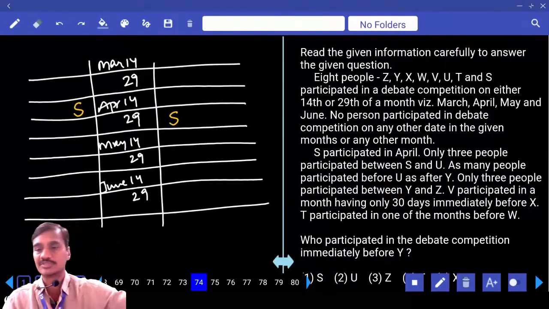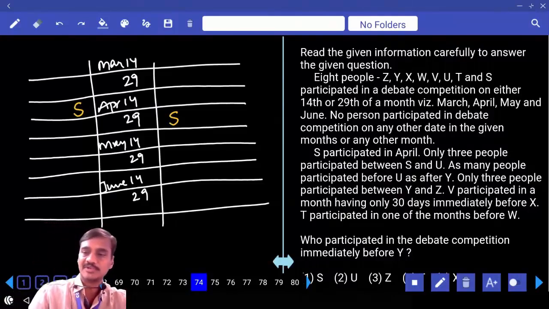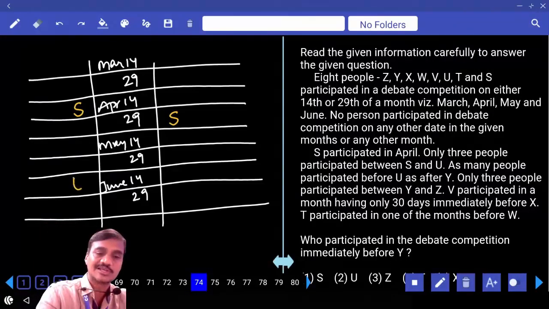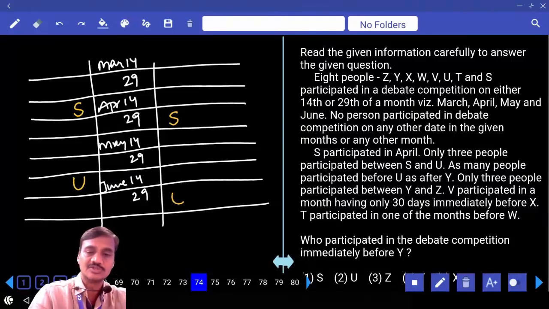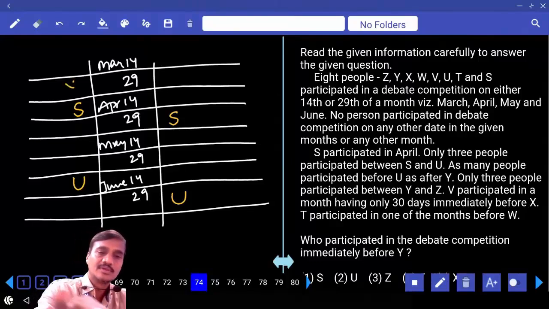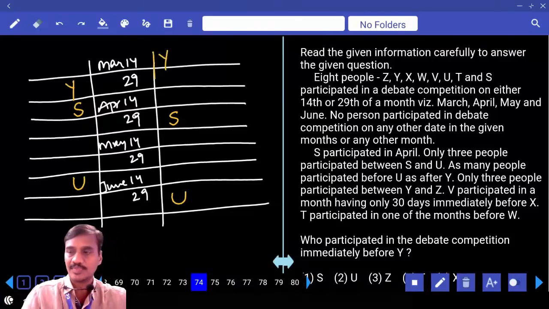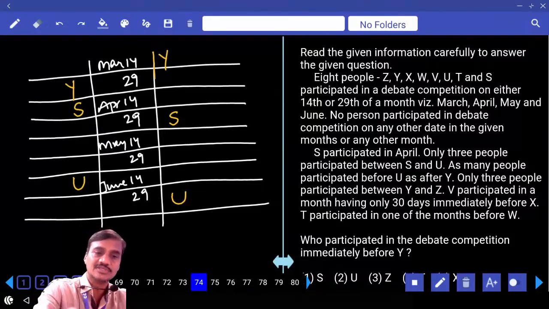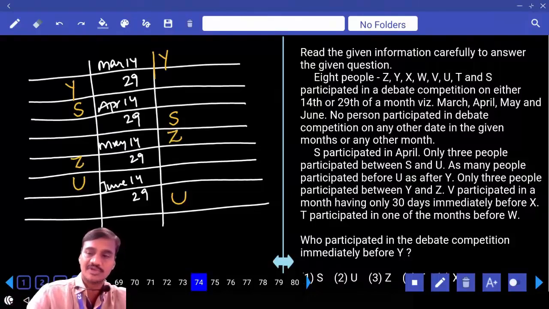2 different possibilities. And only 3 people between S and U. In between S and U there must be exactly 3. As many people before U as after Y. Before U and after Y. Only 3 people between Y and Z: 1, 2, 3, Z is here. And 3 people between Y and Z.